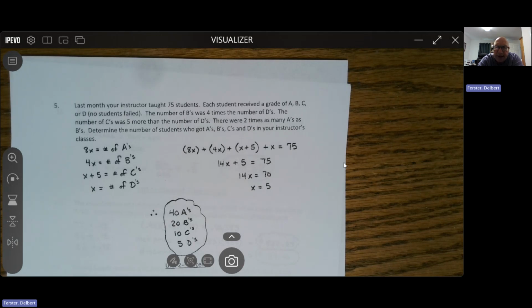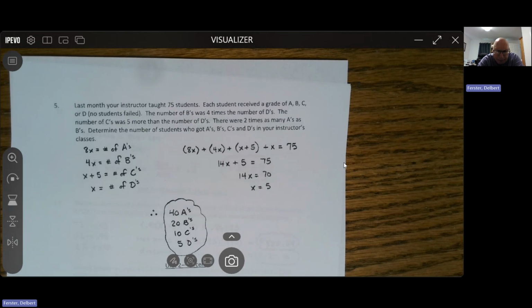The first one says the number of B's was 4 times the number of D's. All right, if we let X be the number of D's, then 4X would represent the number of B's. Read it critically. The number of C's is 5 more than the number of D's. So that's 5 plus X, or in this case, I prefer X plus 5, although it doesn't matter. Either way would be good. Addition's commutative, so order doesn't matter. So the number of C's is X plus 5.